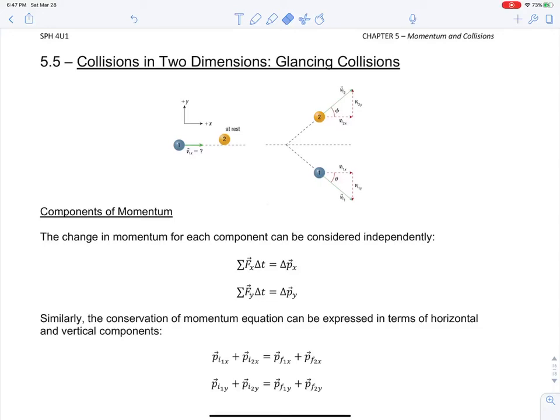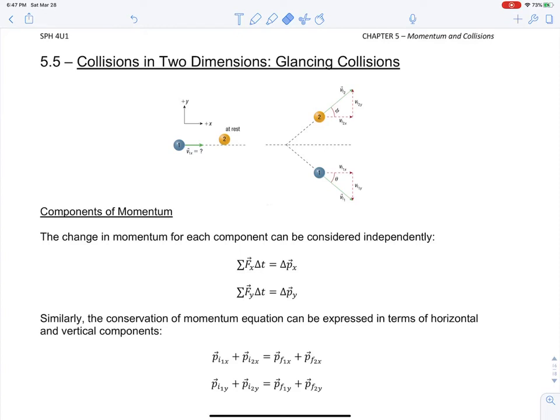Section 5.5 is the final section in this unit, and in this section we will be looking at collisions in 2 dimensions, called glancing collisions. Remember that in life, not all objects hit each other straight on or in a straight line. Sometimes objects can glance each other and hit each other at an angle.